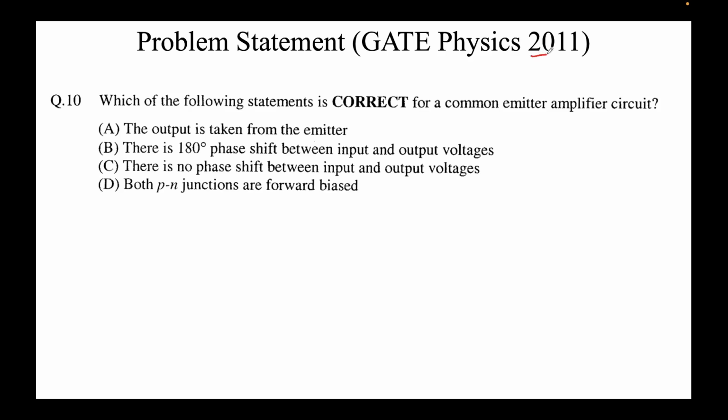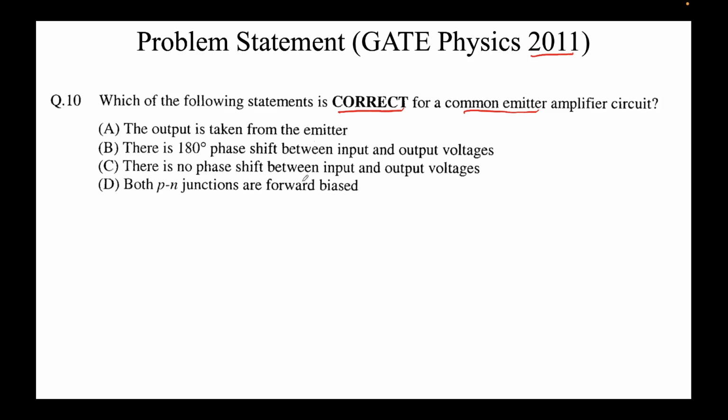The problem statement from GATE Physics 2011 reads as follows. Which one of the following statements is correct for a common emitter amplifier circuit? Option A, the output is taken from the emitter. Option B, there is 180-degree phase shift between input and output voltages.